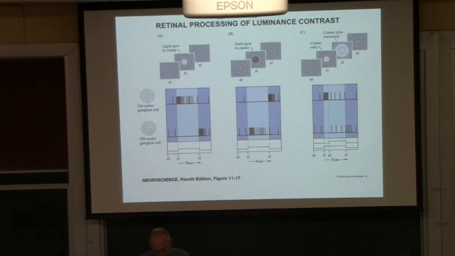So an on-center cell is responsive to a small spot of light in the center, but it's inhibited by light in the surround. And then there are off-center cells that respond to a darkening at the center of the receptive field. But if everything is dark around the surround, that'll stop its response.